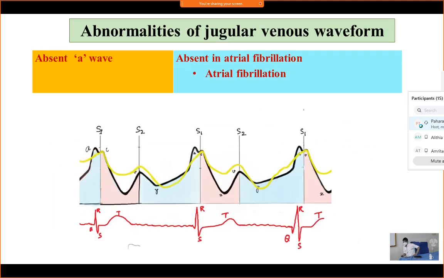So coming to some basic abnormalities of the A wave. We know the A wave is the most prominent positive wave in the jugular venous pulsation, and it is produced by the atrial systole. If you think of a condition where there is no atrial systole, where the atria are not able to contract effectively or in a synchronous manner, for example in atrial fibrillation, then there will be no effective atrial systole. That gives rise to an absent A wave, replaced by the atrial fibrillatory wave, and the condition is atrial fibrillation.